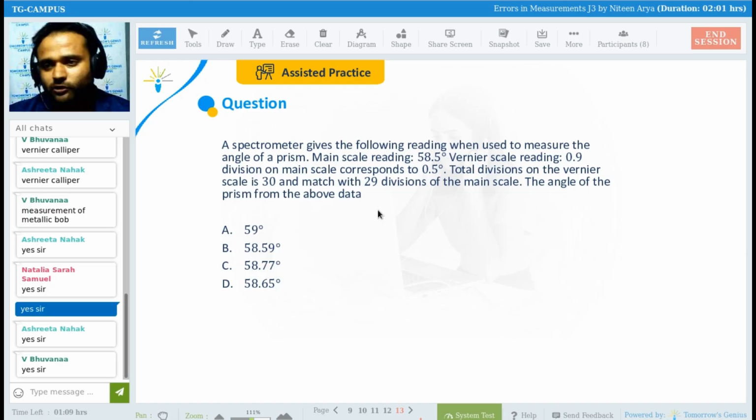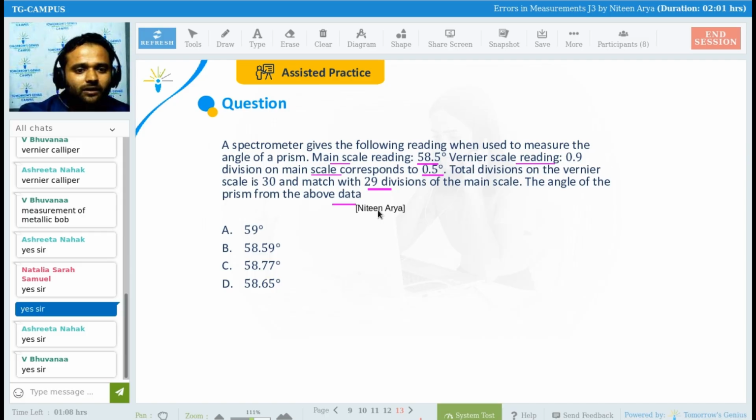A spectrometer. What is a spectrometer? A spectrometer is a device which helps you see distant objects. Okay, a spectrometer gives the following reading when used to measure the angle of a prism: main scale reading is 58.5 degree, vernier scale reading is 0.9. One division on the main scale corresponds to 0.5 degree. The total divisions of the vernier scale is 30, and they match with 29 divisions of the main scale. Find the angle of the prism from the above data.